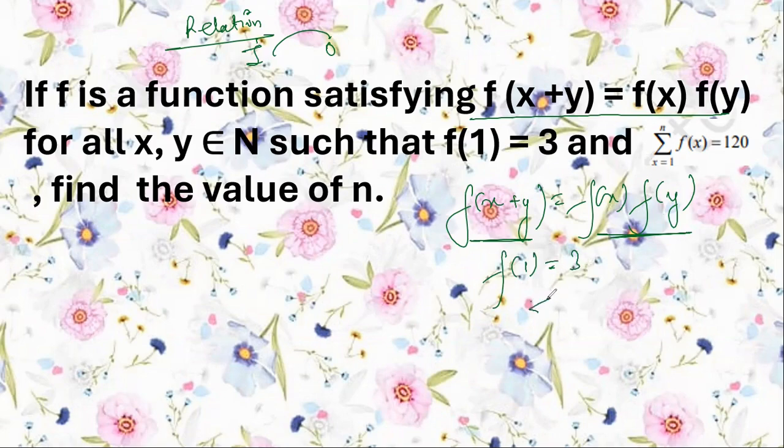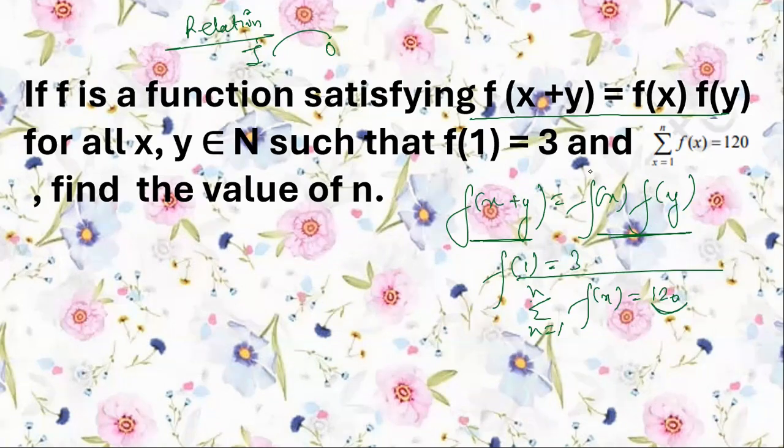And next, what is given? Summation from x = 1 to n of f(x) is equal to 120. This is given to us. Please focus on this. Summation means the sum of the n terms, whatever n terms we have, the addition of these terms is 120. Now we have to find out how many terms we have in the sequence.